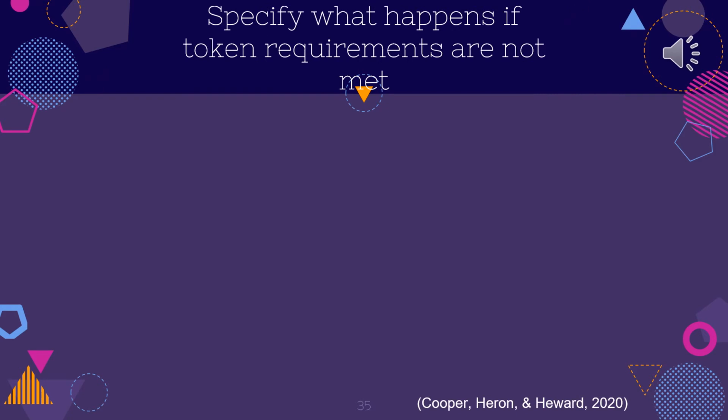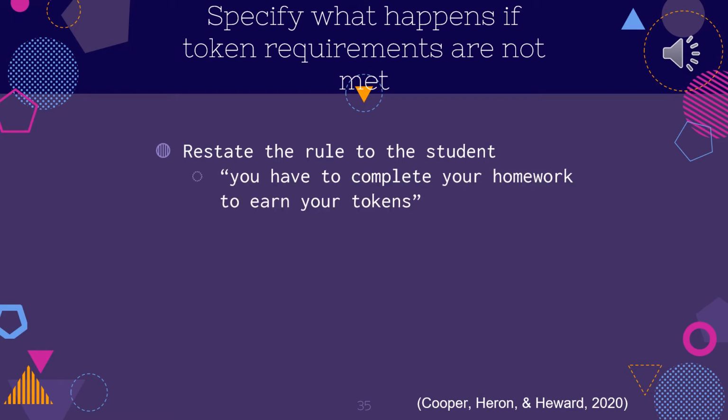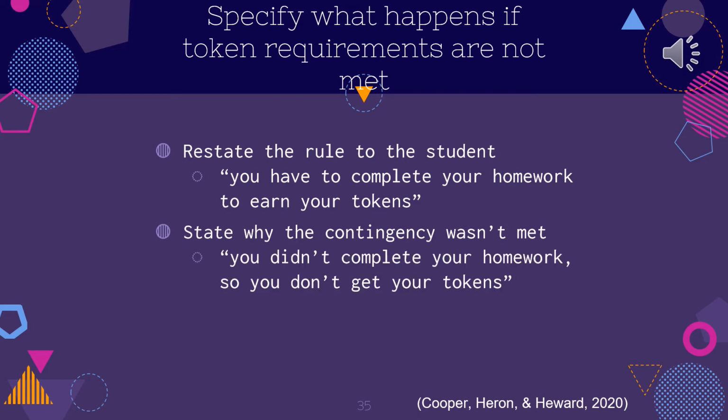The next step is to specify what happens if token requirements are not met. If the client is able to still attain the tokens, you should restate the rule to the student. For example, you have to complete your homework to earn your tokens. However, if the client is no longer able to earn the tokens, you should state why the contingency wasn't met. For example, you could say, you didn't complete your homework, so you don't get to get your tokens.